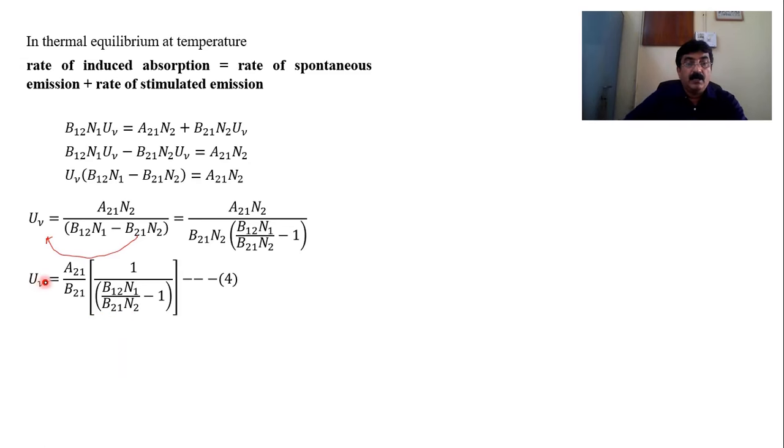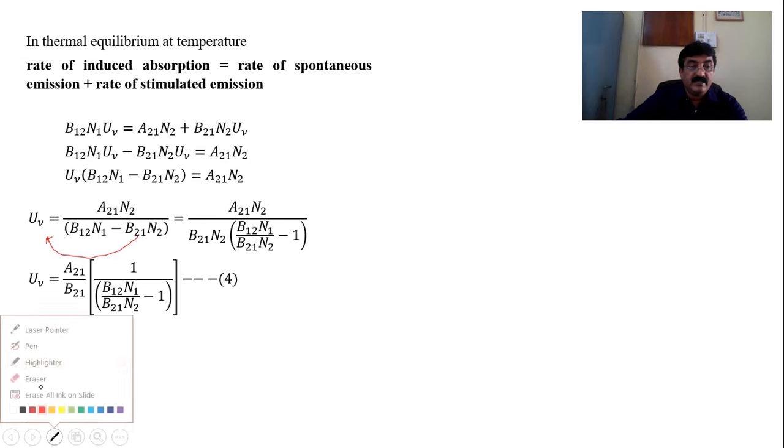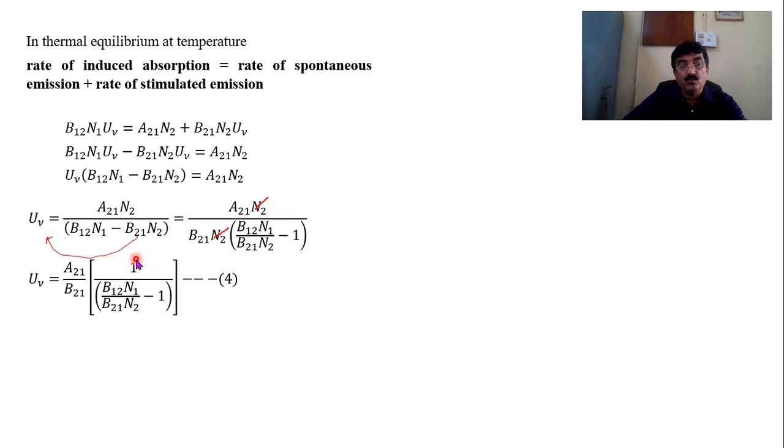Next, A21 by B21, please verify the steps. This N2 and N2 cancel. When I cancel N2 and N2, then A21 by B21 remains as it is, right? And then in the numerator place, it is 1 divided by B12 N1 by B21 N2 minus 1. This is equation number 4.